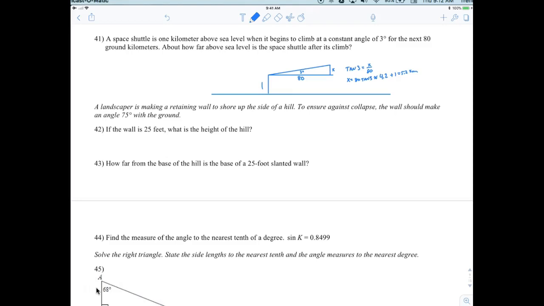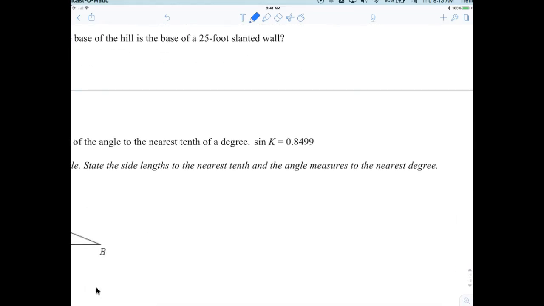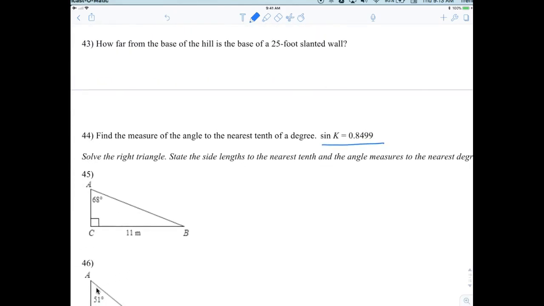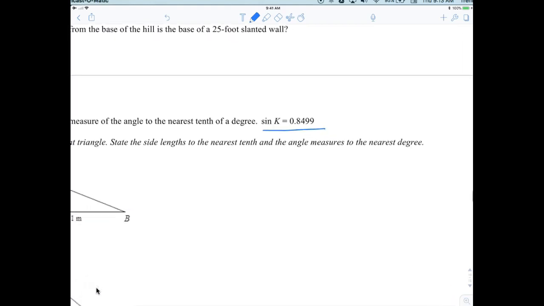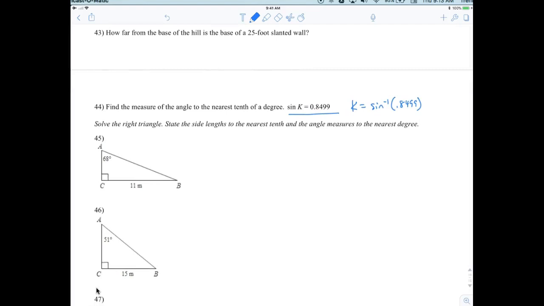All right, let me see. 44, how do I solve 44? I'm looking at 44 real quick. What do I do for 44? Don't you do the inverse of sin? Yeah, inverse sine. So K is equal to the inverse sine of 0.8499. 8.2.